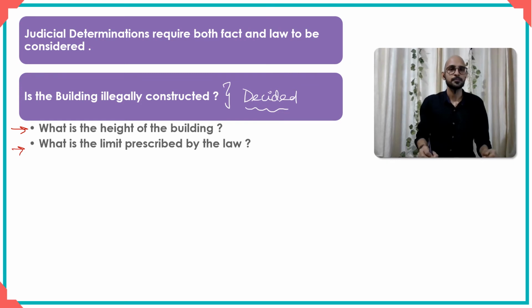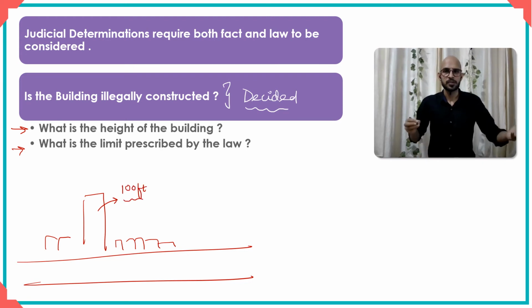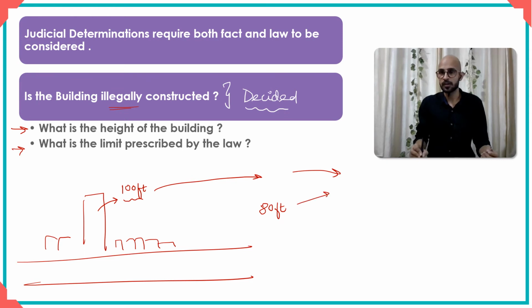So let us say there's a building here, okay, so let's say this is a certain locality, there are many buildings here. This is a road. Now this building is maybe 100 feet. So what is the height of the building? 100 feet. What is the upper limit prescribed by the law? Maybe it is 80 feet. So is the building legally constructed or illegally constructed? Well, you need to look at both these things to decide, correct?